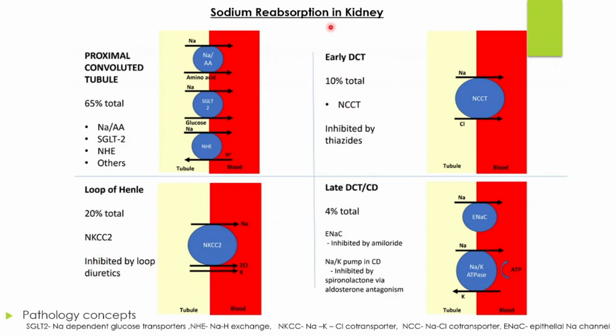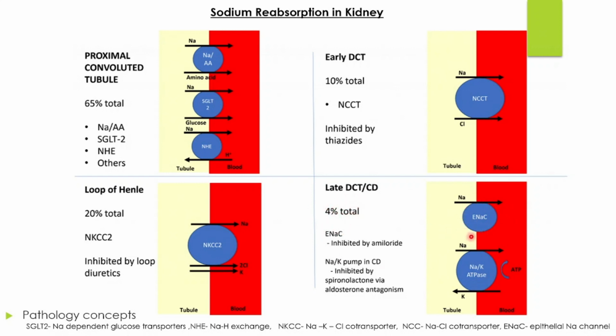In the early distal convoluted tubule, the sodium chloride co-transporter helps to reabsorb 10% of filtered sodium, and this pump is inhibited by thiazide diuretics. In the late distal convoluted tubule and in the collecting duct, the epithelial sodium channel and the sodium potassium pump help to reabsorb the remaining 4% of the filtered sodium.